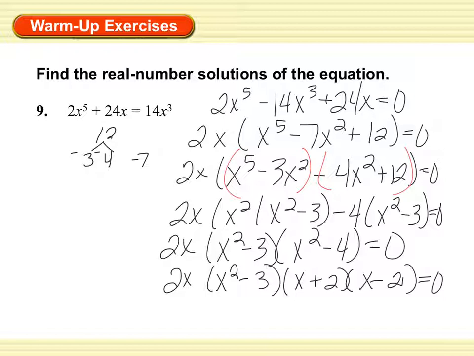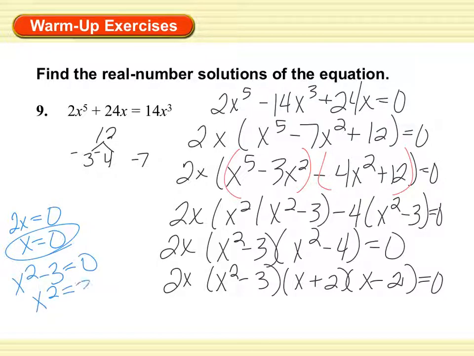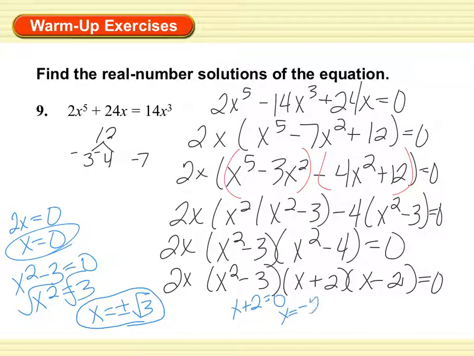Zero product property says 2x equals 0, therefore x equals 0. X squared minus 3 equals 0. X squared equals 3. Square root of both sides. X equals plus or minus the square root of 3. So that's 1, 2, 3 solutions, because that's 2 solutions for that one. And then here I have x plus 2 equals 0, therefore x equals negative 2. X minus 2 equals 0, therefore x equals 2. So I have 1, 2, 3, 4, 5 solutions.